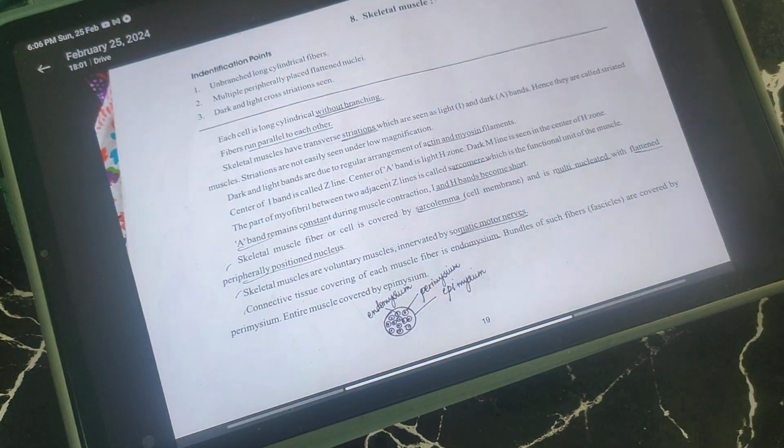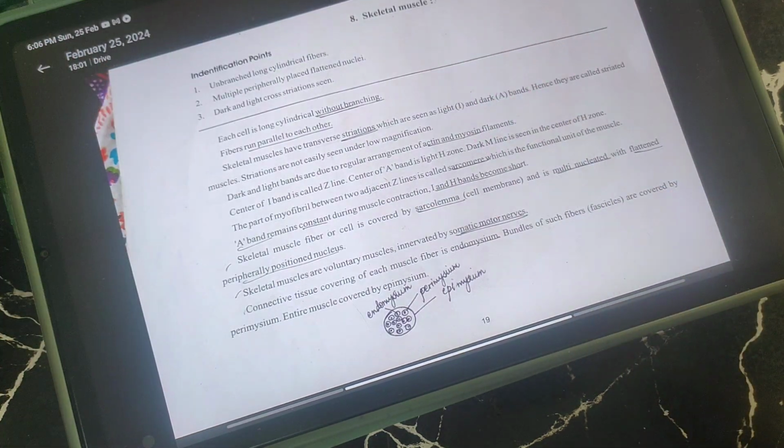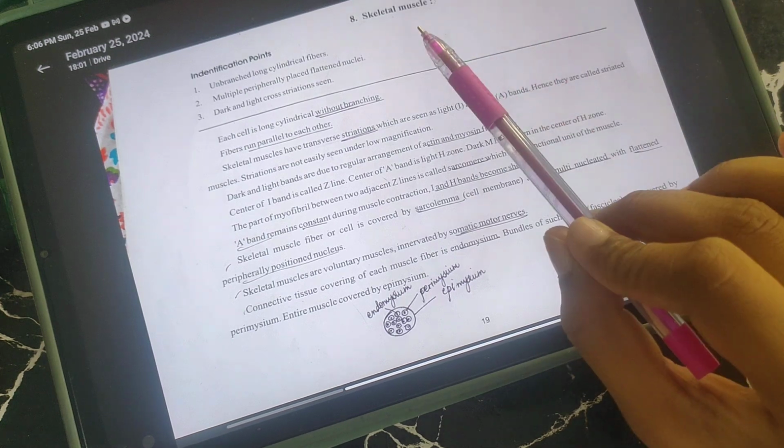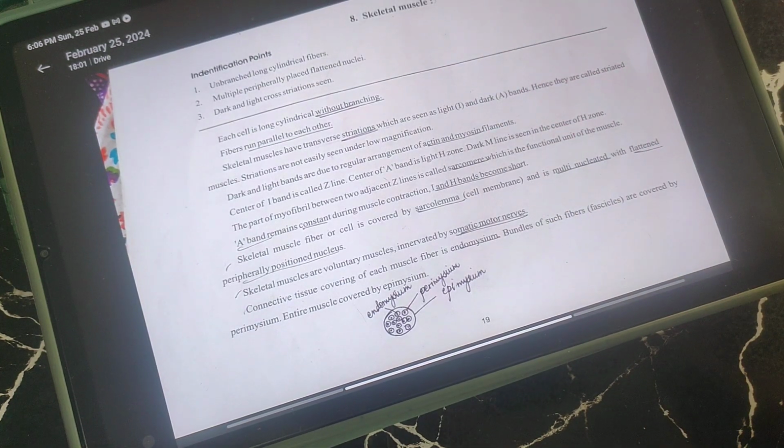Skeletal muscle is one of the 3 broad categories of muscles: skeletal muscle, cardiac muscle, and smooth muscle. Skeletal muscle is the only voluntary muscle, and cardiac muscle and smooth muscles are involuntary. Skeletal muscles have striations, and cardiac muscles also have striations, whereas smooth muscles do not have striations.